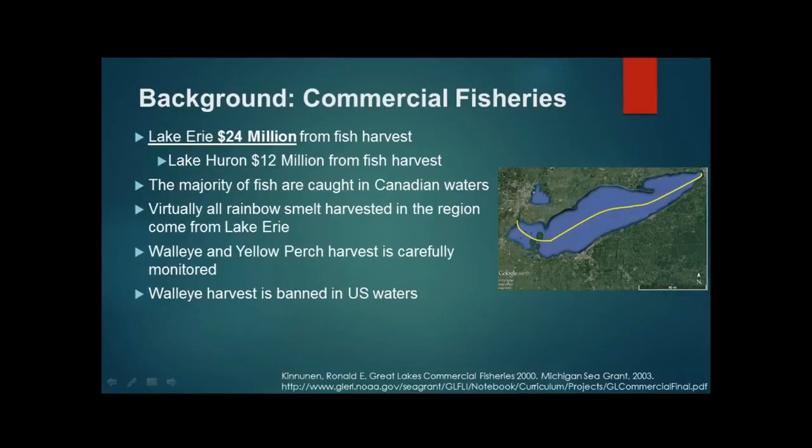The most harvested fish is rainbow smelt in Canada. Like, they really like rainbow smelt. You will see that in my results. Walleye and yellow perch are two of the most harvested species, and they're also very carefully monitored, which makes sense just because so much of them are being harvested.